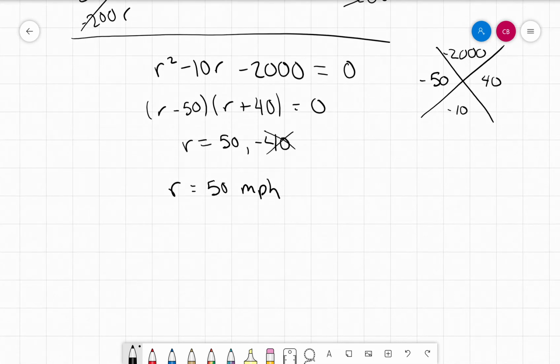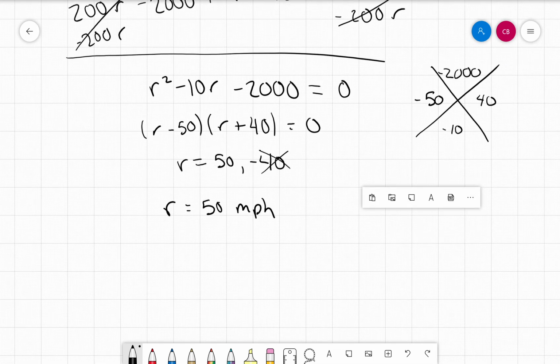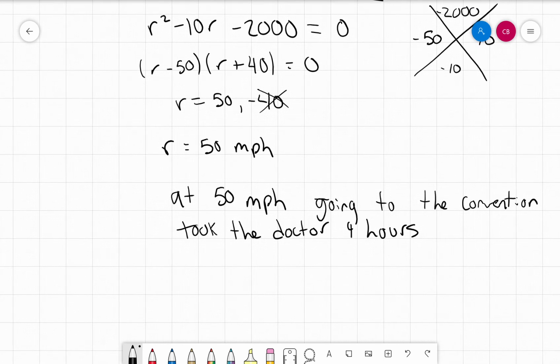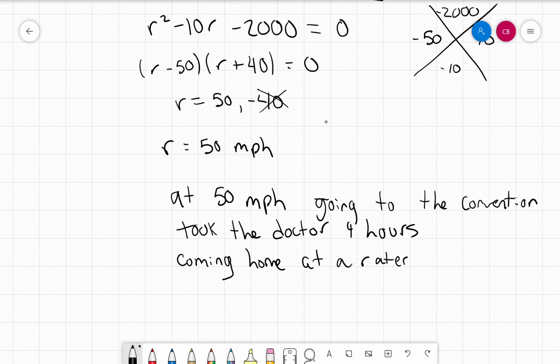So she went 50 miles per hour going to the convention, which took the doctor 4 hours, and then coming home at a rate of 40 miles per hour took her 5 hours.